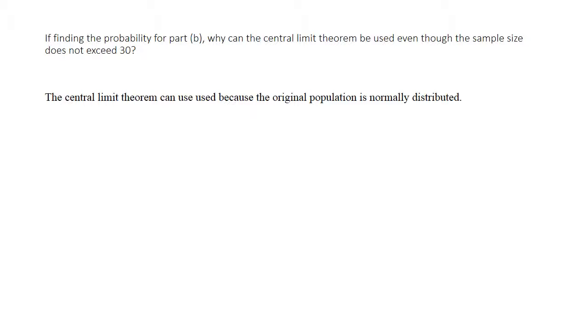The third part of the question asks, in finding the probability for part B, why can the central limit theorem be used even though the sample size does not exceed 30? The central limit theorem can be used because the original population is normally distributed.